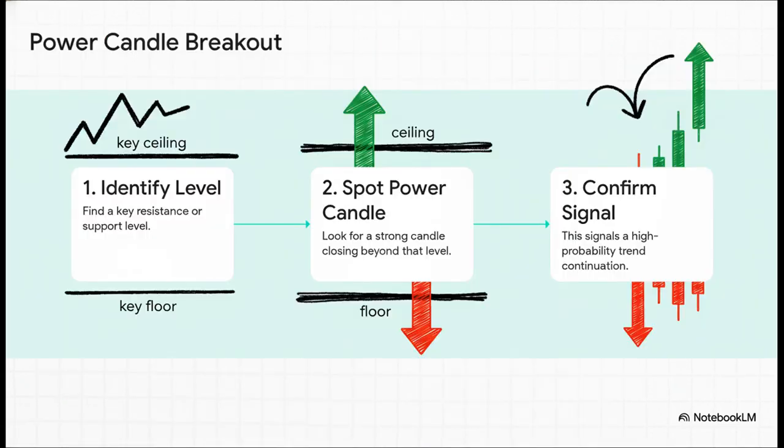Well, it's perfect for breakouts. You find a key level, a ceiling or a floor that price has been struggling with, and then you wait. If you see a big, strong power candle close right through that level, that's your high probability signal that the price has enough momentum to keep on going.